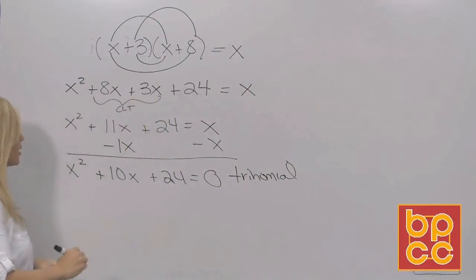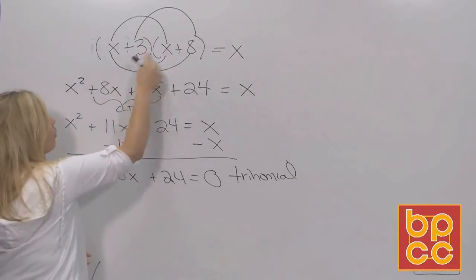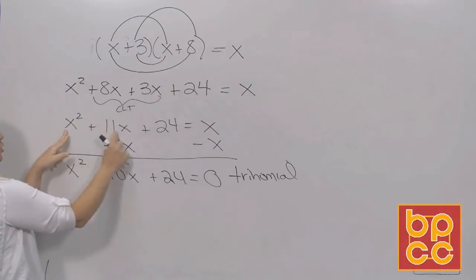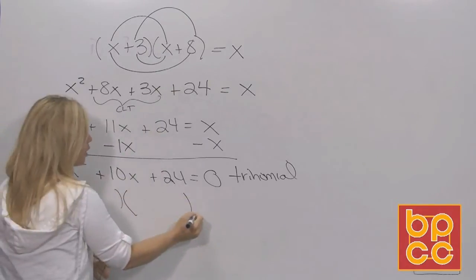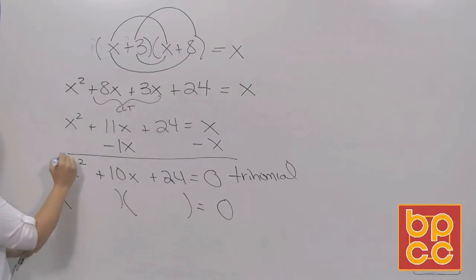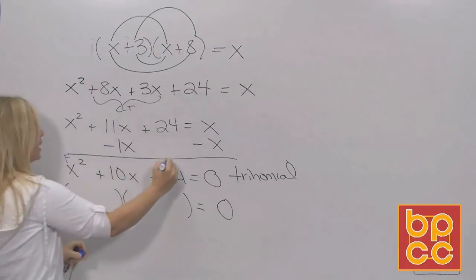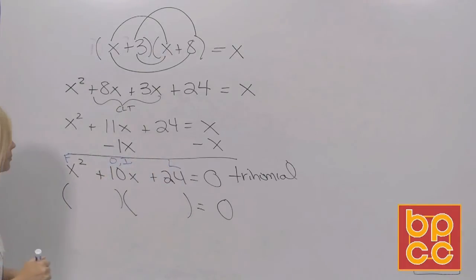To factor a trinomial, you think backwards of FOIL. See up here? We did FOIL and we ended up with 3 terms, 1, 2, 3, a trinomial. So now we're going to go backwards. To factor a trinomial, you always put 2 parentheses. You could think about this as doing backwards FOIL. Here's your first term. Here's your last term. So this is the outers and inners put together.